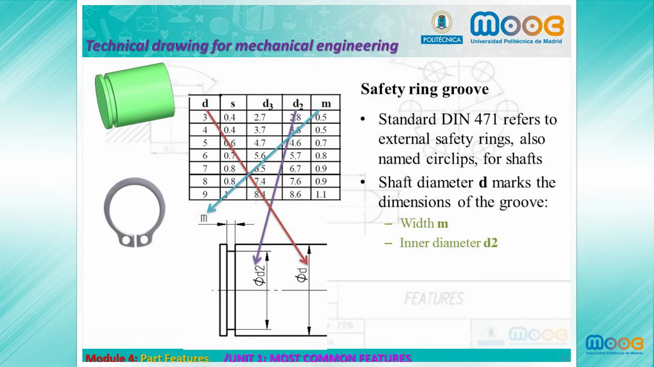Safety ring groove. Standard DIN 471 refers to the external safety rings, also named circlips, for shafts. The shaft diameter D marks the dimensions of the groove, with M in a diameter D2.